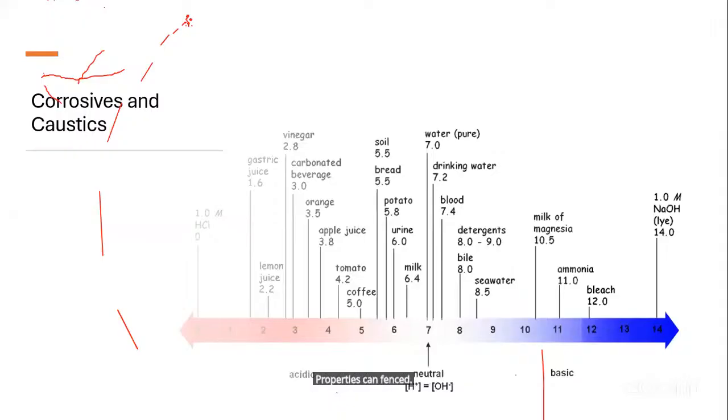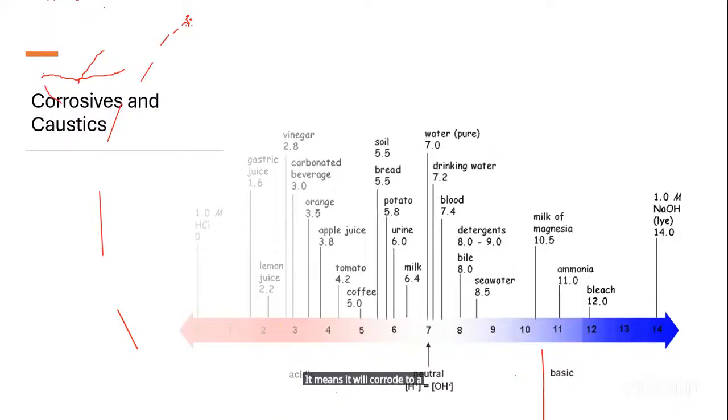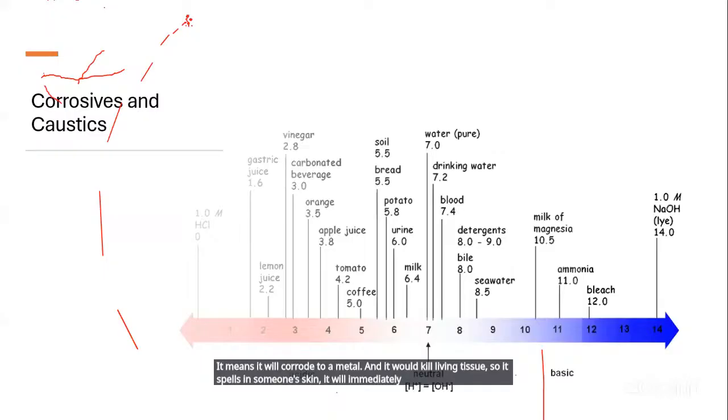As you mentioned, corrosives and caustics. Corrosives are any chemical with a very low pH or a very high pH, either basic or alkaline and acid. Hydrochloric acid at 1 mole, with a pH of 0, is extremely corrosive. When we talk about corrosive, it means it will corrode metal and it will kill living tissue. If it spills on someone's skin, it will immediately dissolve the skin. It can burn all the way down to the bones.